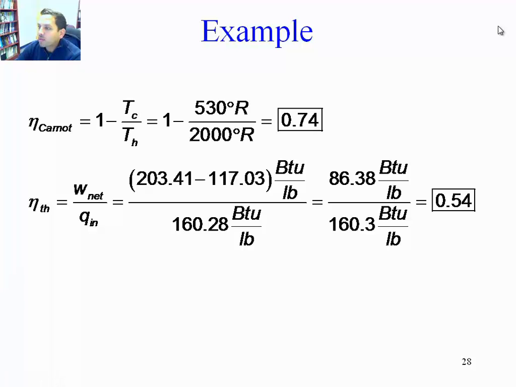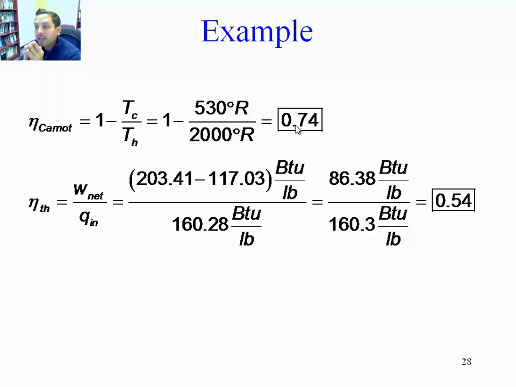First of all, the efficiency of Carnot is 1 minus the coldest divided by the hottest temperature in the system. It is an absolute temperature. We have that the coldest temperature is 530 and the highest temperature is 2000. The efficiency of Carnot is 0.74 or 74%. That's the highest limit for efficiency in this particular cycle under these conditions.